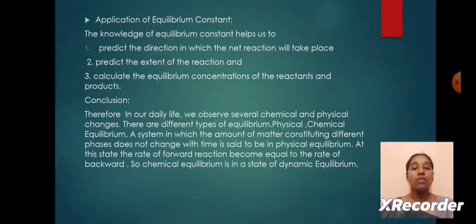Conclusion. Therefore, in our daily life, we observe several chemical and physical changes. There are different types of equilibrium: physical equilibrium and chemical equilibrium. A system in which the amount of matter constituting different phases does not change with time is said to be in physical equilibrium. At this state, the rate of forward reaction becomes equal to the rate of backward reaction. So chemical equilibrium is in the state of dynamic equilibrium.